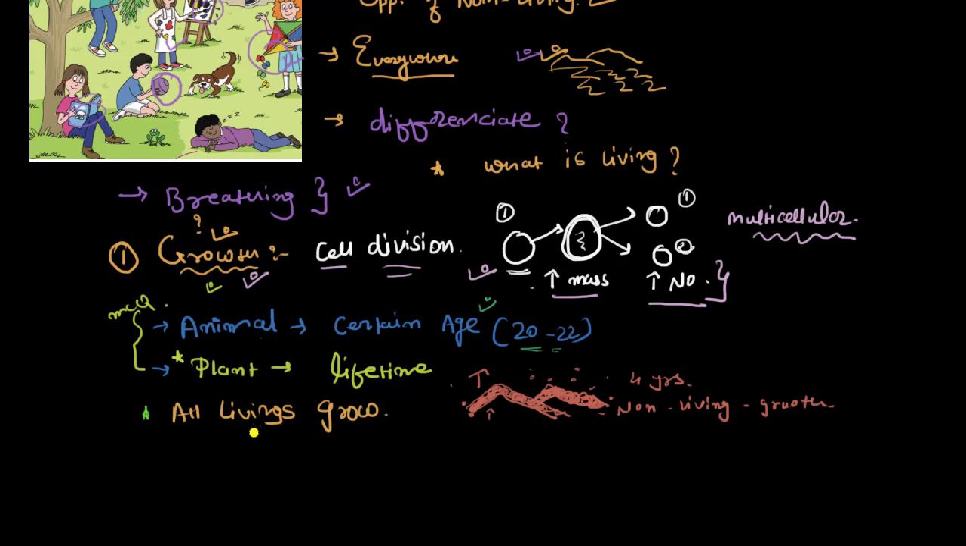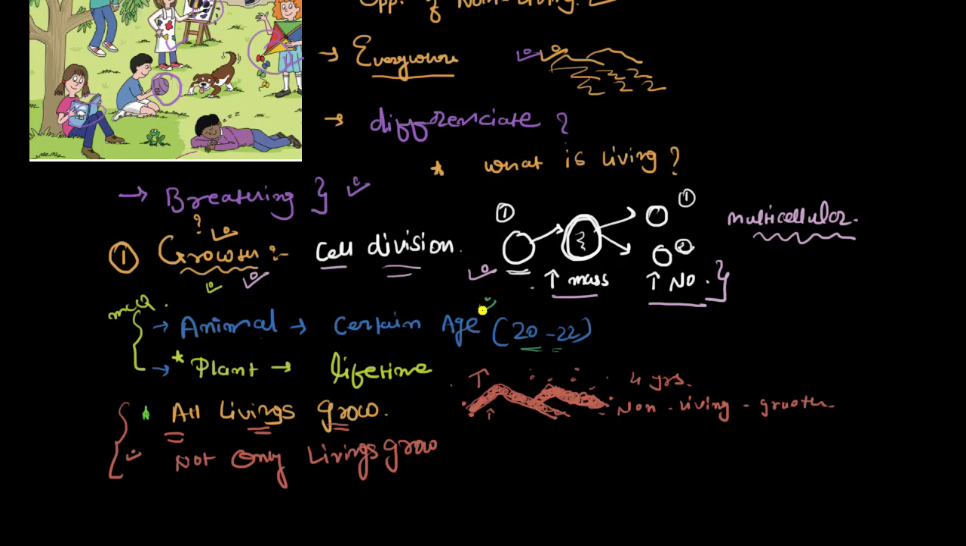So this growth can be a good characteristic to differentiate between living and non-living, but you cannot take it as a defining property, a surety that if growth is happening it is only living, because not only living things grow, non-living things also grow, right? So that is why it is only a characteristic.